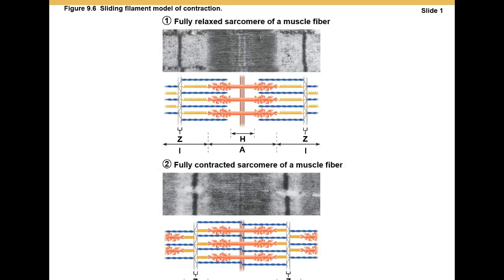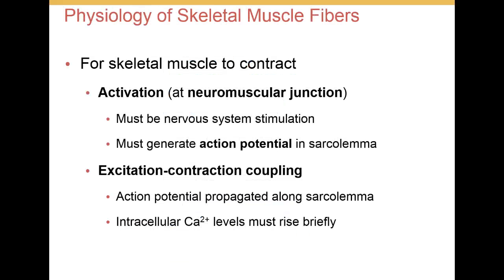Again, one more picture so that you can look at and see the difference between the relaxed sarcomere at the top and the contracted sarcomere at the bottom. If you want to look at this in a little more detail in your textbook, it's figure 9.6, the sliding filament model of contraction. All right, so that's the sliding filament mechanism.